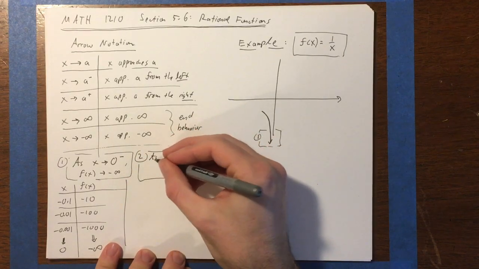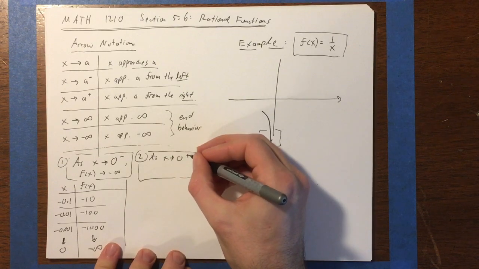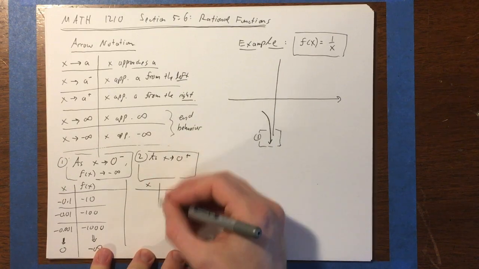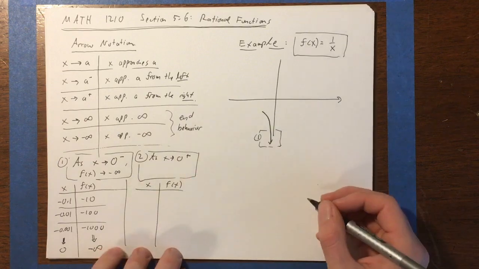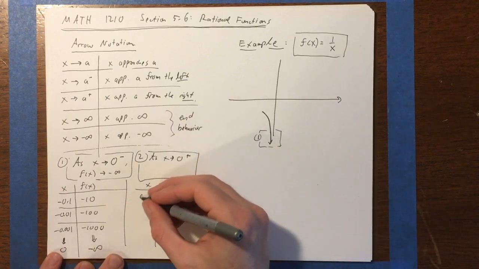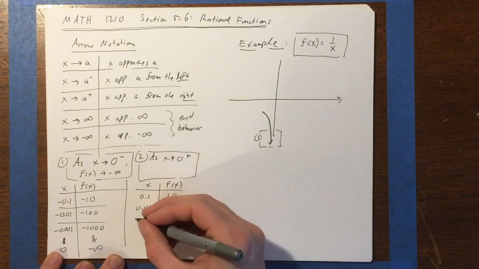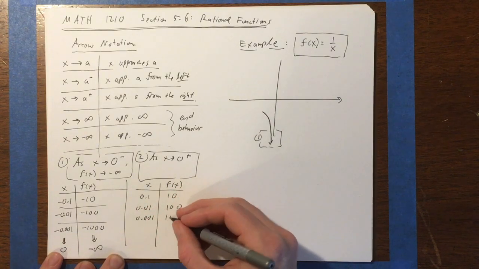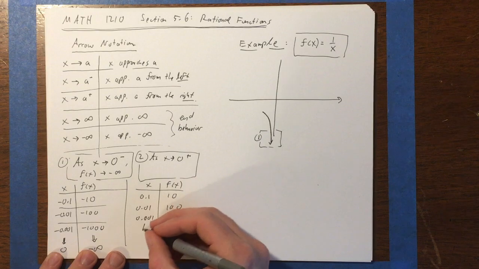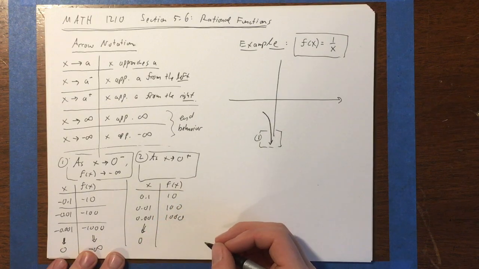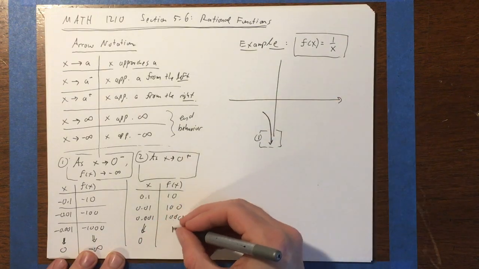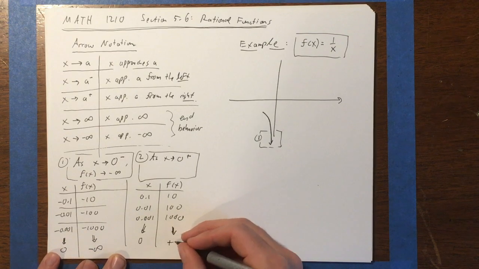What happens as x approaches 0 from the right? Well, we can make another table, and this is going to look really similar. Let's take similar numbers except positive this time. 0.1 will give us 10, 0.01 will give us 100, 0.001 will give us 1,000. So as we approach 0 again with these numbers, but from the right-hand side, this time our f of x values are approaching positive infinity.